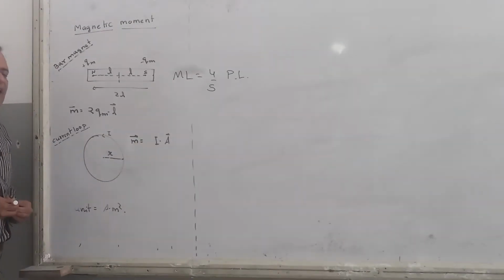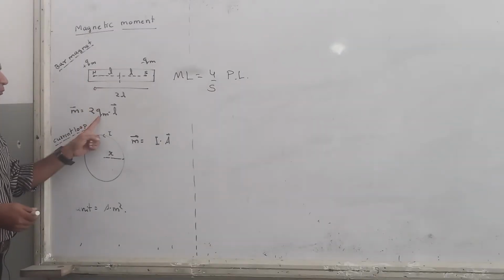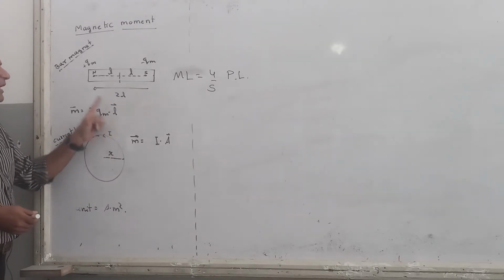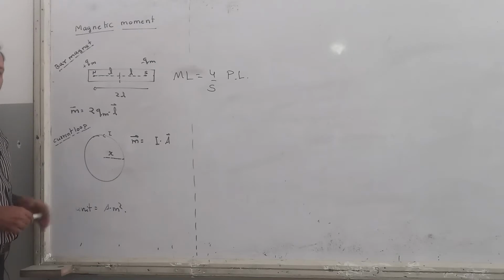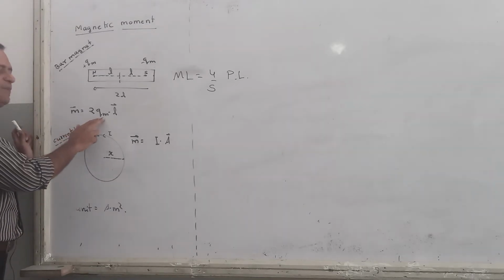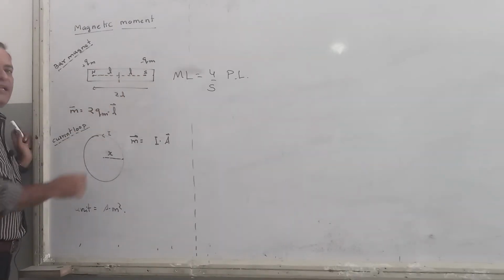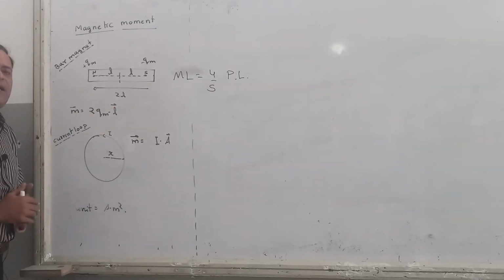So what will be the dipole moment? It is any one of the pole strengths multiplied by the length, the distance between north pole and south pole. Clear? So multiply these two things, pole strength into the magnetic length. That is the magnetic dipole moment.